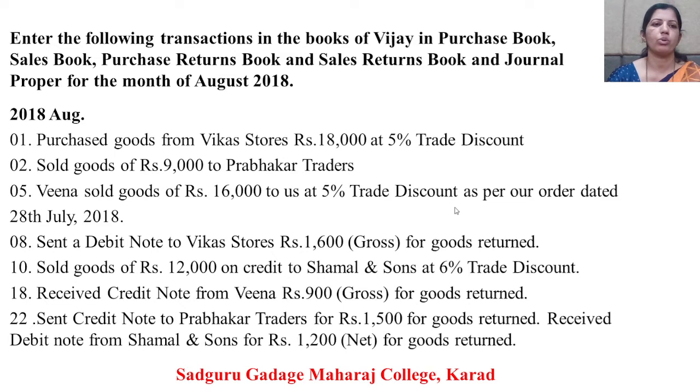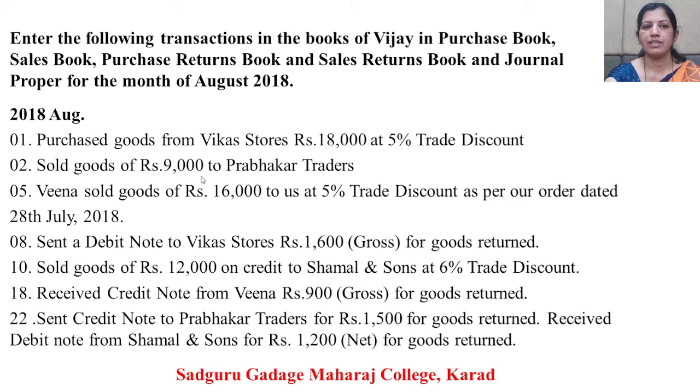Next, date 5th. Veena sold goods of rupees 16,000 to us at 5% trade discount as per our order dated 28th July 2018. Veena sold goods to us. Veena sold to us means we purchased.